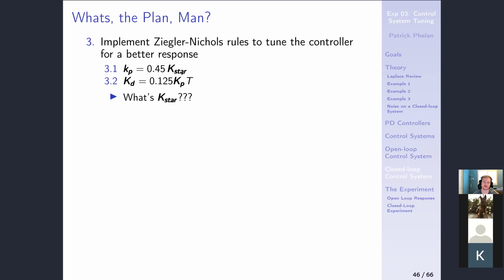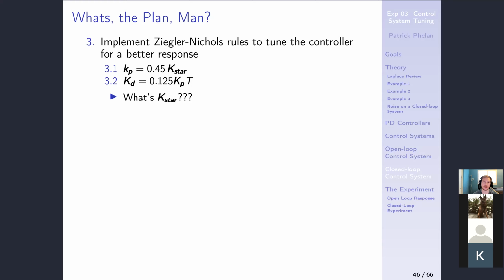Now, I don't show that here, but that's just for one other step in our report that we have to do. And then after that, we're first going to look at that response. And then after that, we're going to implement our last step for tuning our controller. So we're going to set KP equal to 0.45 times K star. Again, K star is when our KP value gave us a marginally stable system.